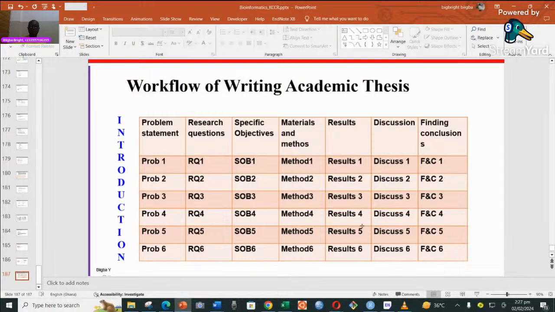Maybe in some instances, it might not be the same as what I have here, because in some academic institutions, they follow a pattern of hypothesis. But remember, a hypothesis is a claim that you have to test whether it is true or false. Here, I'm not talking about a claim.